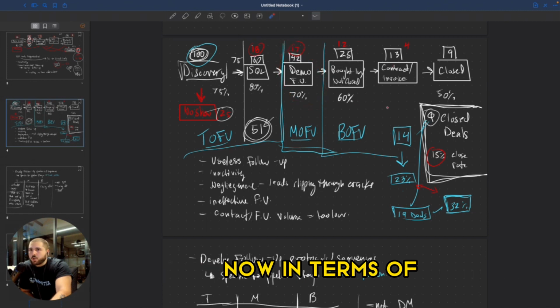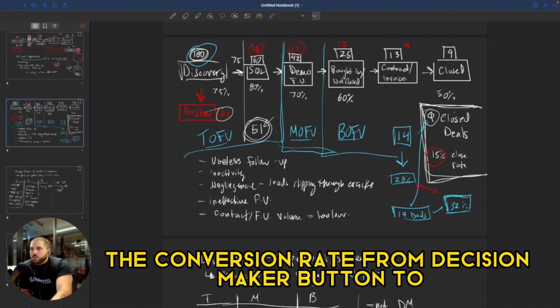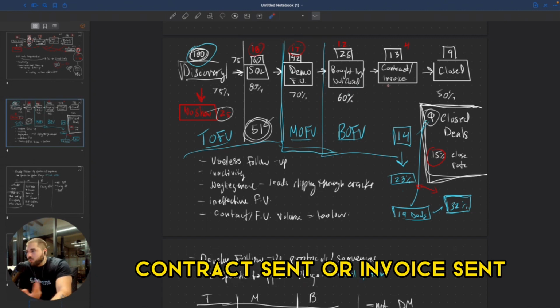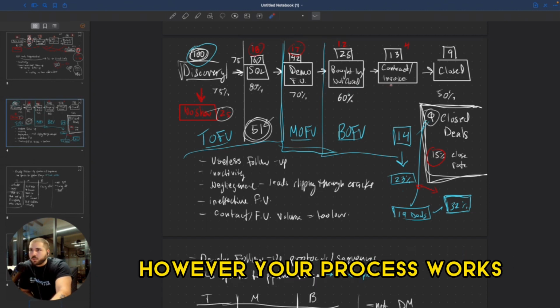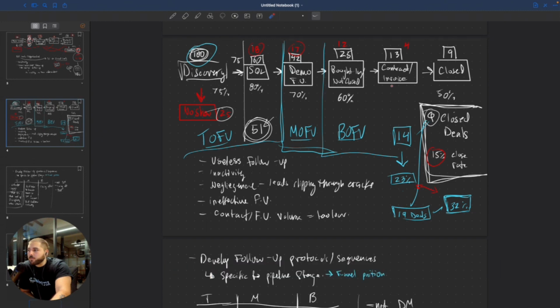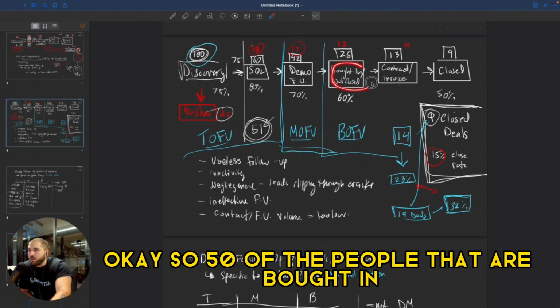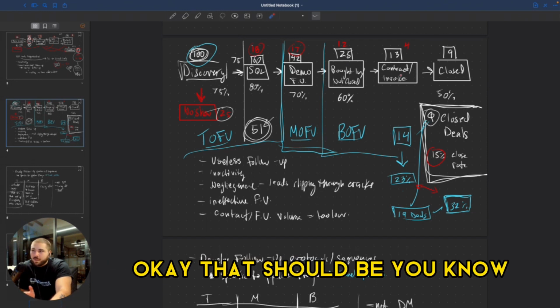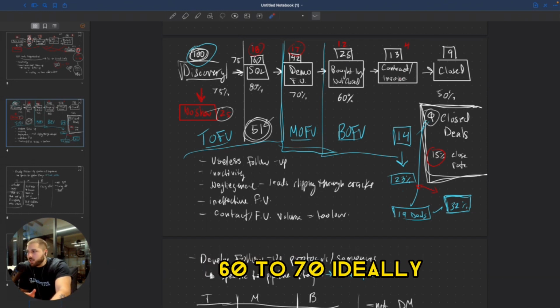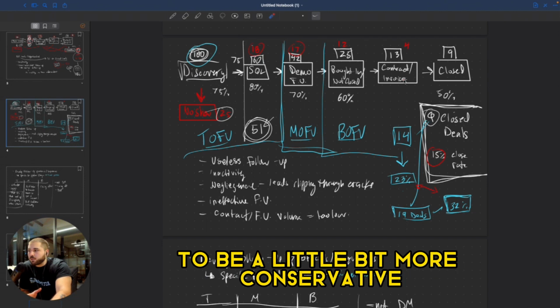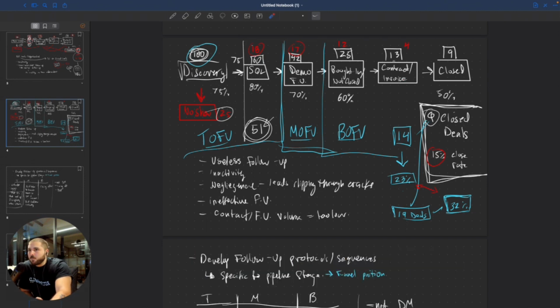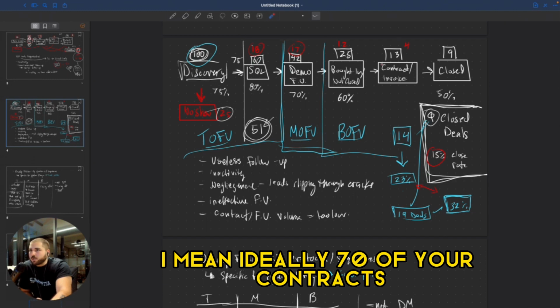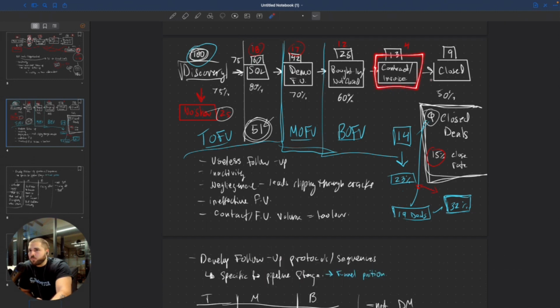Now, the conversion rate from decision maker bought in to contract sent or invoice sent, however your process works, should be about 50%. So 50% of the people that show up to the demo and that you got bought in, and that's actually a pretty low rate. That should ideally be 60 to 70%, but I'm going to use 50% here to be a little bit more conservative. And then ideally 70% of your contracts or invoices that you have out will close.